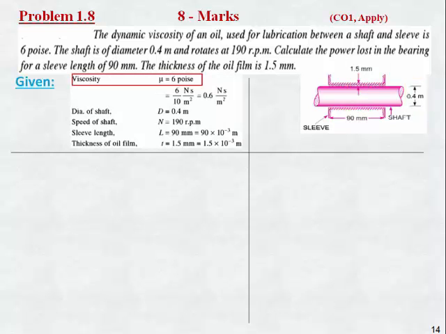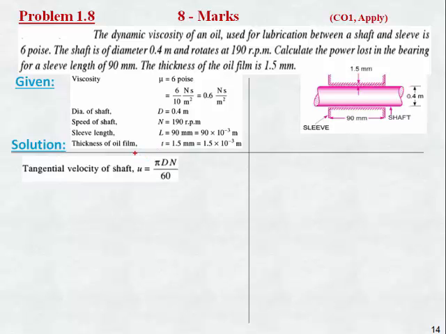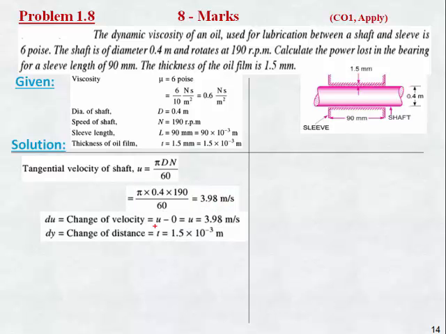First we write the given data. Viscosity mu equal to 6 poise, which we convert to 0.6 Newton second per meter square. The diameter of the shaft is equal to 0.4 meter, and the speed of the shaft is N equal to 190 rpm. The sleeve length is L equal to 90 millimeter, which we convert into 90 into 10 power minus 3 meter. The thickness is T equal to 1.5 millimeter, converted into 1.5 into 10 power minus 3 meter. Next we are going to solve this problem. First we find the tangential velocity, u equal to pi D N by 60, where D equal to 0.4 and N equal to 190. The tangential velocity is equal to 3.98 meter per second. Then we know du equals u minus 0.